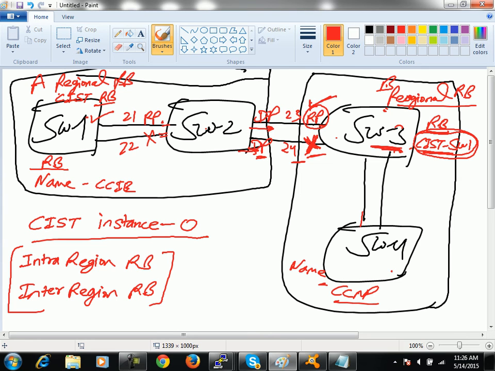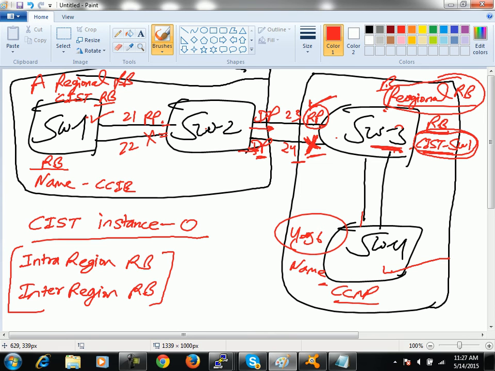So remember, inside other regions, like in region B, the edge switch will always be the regional root bridge. Edge switch will always be the regional root bridge. It means that switch 3 will always be the regional root bridge in all conditions. It does not matter what the priority of switch 4 is. Even if you configure its priority as 4096, I'm talking in perspective of instance 0 only, not in perspective of instance 1 and instance 2. I'm talking about CIST only.